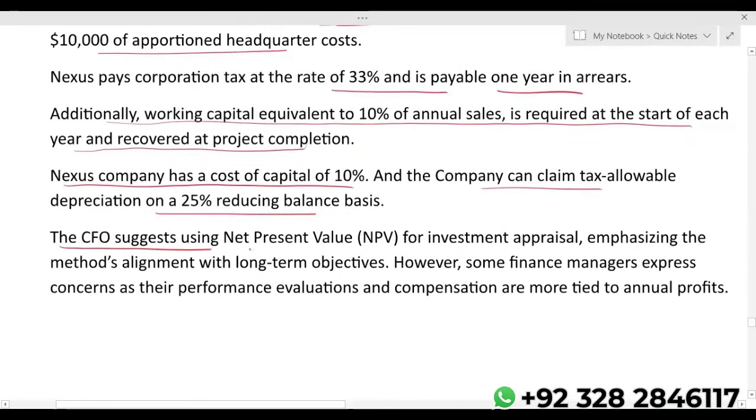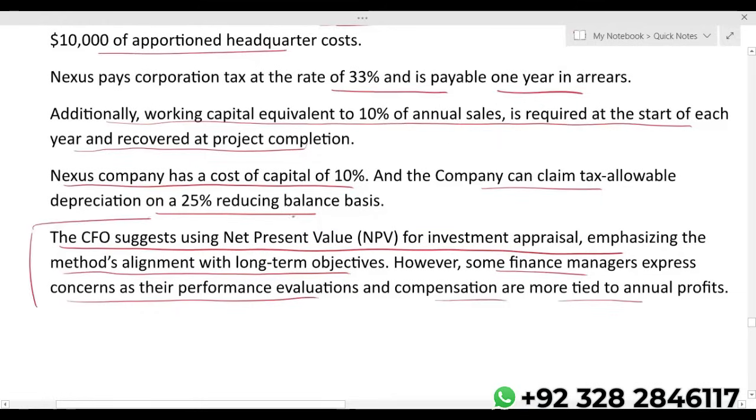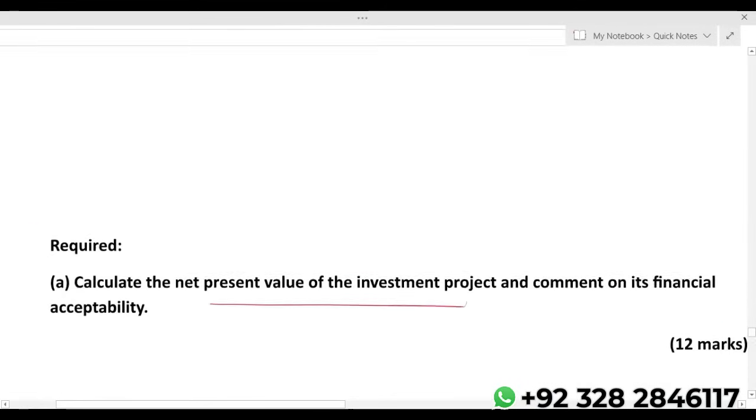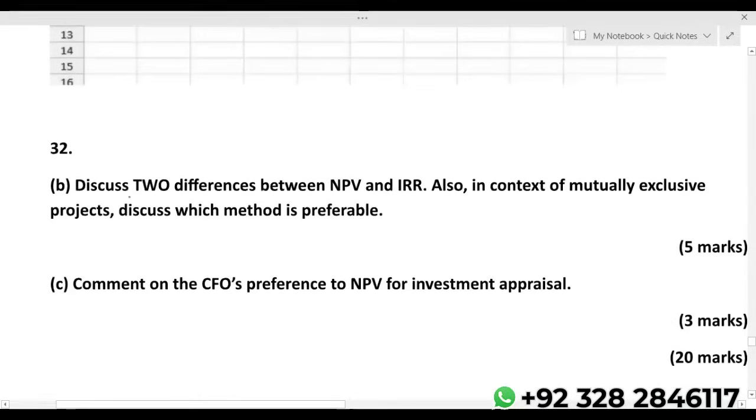The CFO suggested using NPV for investment appraisal, emphasizing the method's alignment with the long-term objectives. However, some finance managers express concern as their performance evaluation and compensation are more tied to the annual profits. What are they asking? Discuss two differences between NPV and IRR, also in the context of mutually exclusive projects. Discuss which method is preferable.